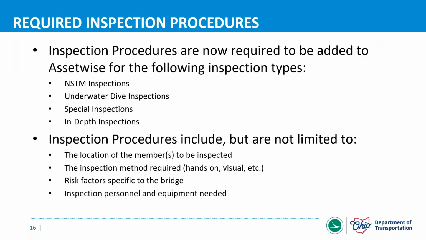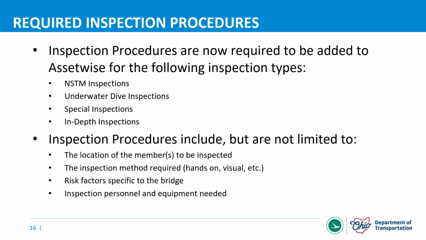We want those procedures to be on AssetWise so that, when Federal Highway asks for them, they can access them relatively easily. You have to have these in your bridge file regardless. We want to move more towards AssetWise being the public-facing and the Federal Highway-facing bridge file, right? So, inspection procedures on file in AssetWise for those 4 inspection types.